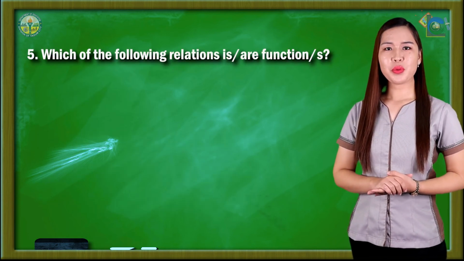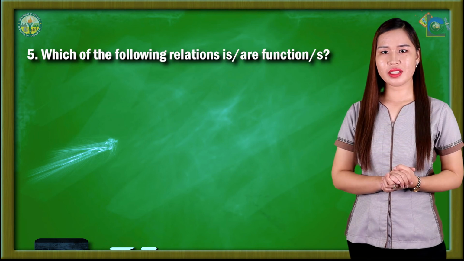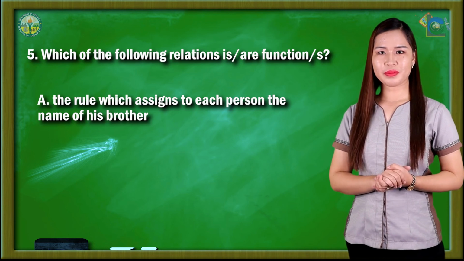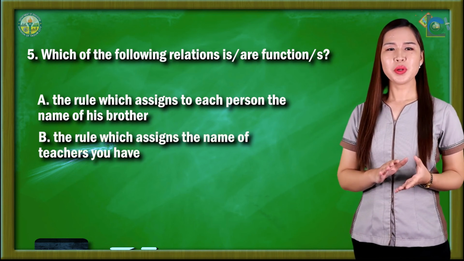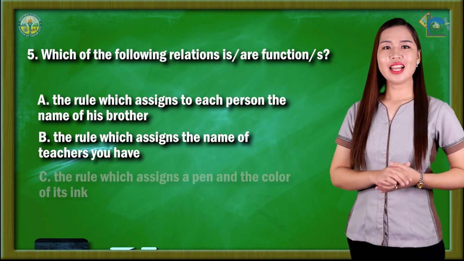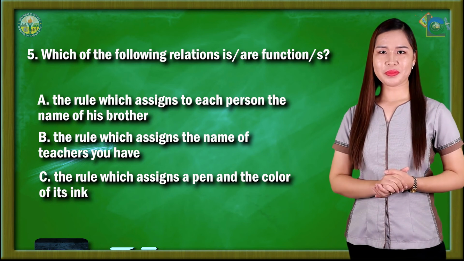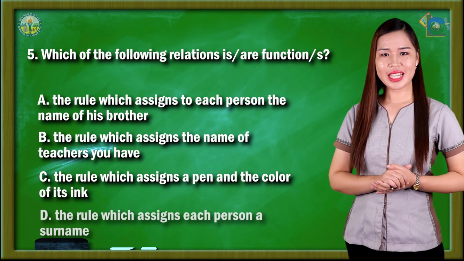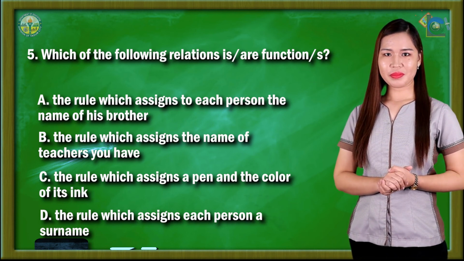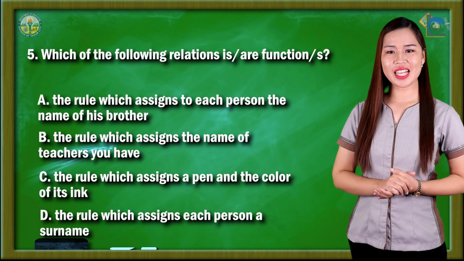Item number 5. Which of the following relations is or are functions? A. The rule which assigns to each person the name of his brother. Letter B. The rule which assigns the names of teachers you have. Letter C. The rule which assigns a pen and the color of its ink. Letter D. The rule which assigns a person a surname. The correct answer is letter D.